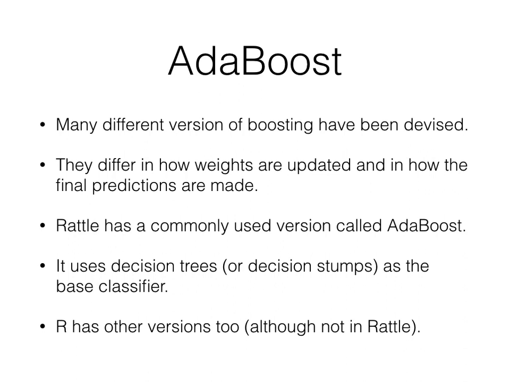There's a whole lot of different examples of boosting, but one of the most common ways is called AdaBoost. It's a common algorithm. It uses decision trees often, although it doesn't have to. And the different boosting algorithms differ in how they update the weights and in how they make the final predictions. So Rattle has this commonly used version called AdaBoost. It's using decision trees or decision stumps. There's other versions in R. It's not so easy to do with KNIME.